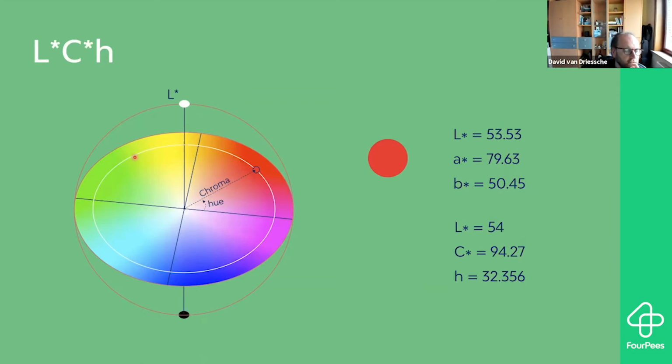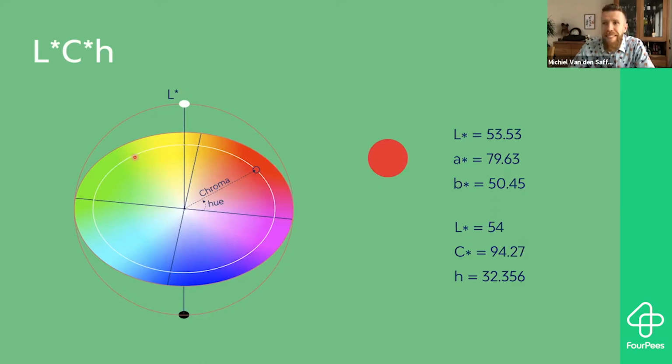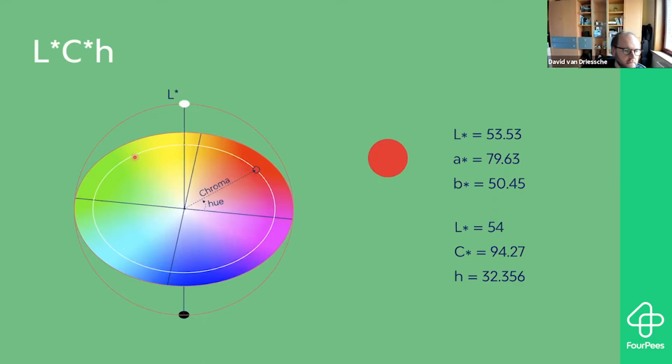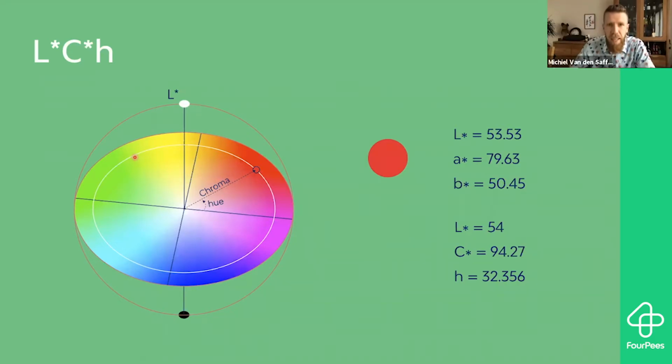Okay. And so if you want colors that are the same chroma but different hues, it would be the same thing. You just change one value. You change the hue angle. And the hue angle starts at the right and then goes counterclockwise around the shape.